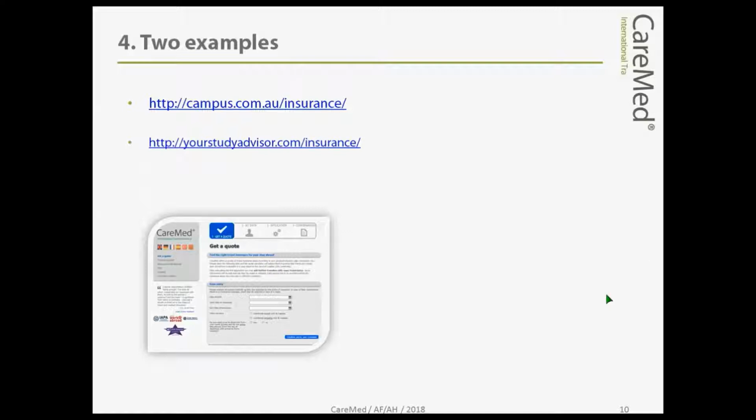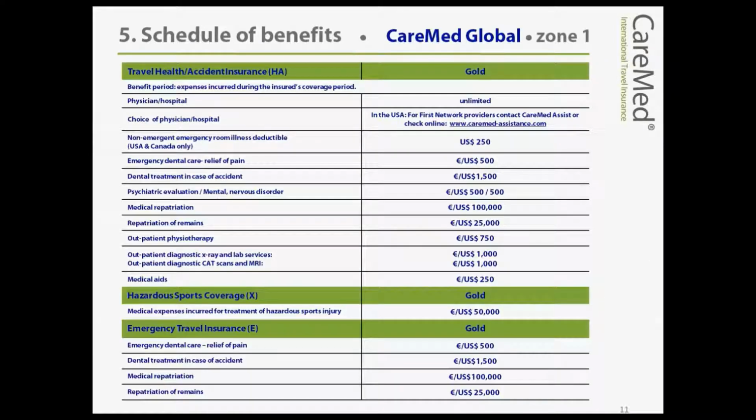So let's take a look at the schedule of benefits. This is an example if your participants come from Europe and travel to the USA, CareMed Global will be applicable for them. Of course, we also insure participants who are not from the EU. In this case, another insurance option will be applicable.